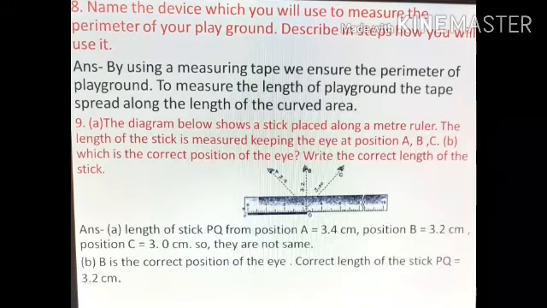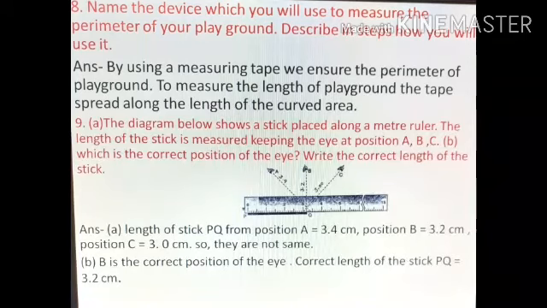Next, question number 9a. The diagram below shows a stick placed along a meter ruler. The length of the stick is measured keeping the eye at position A, B, C. Question number B. Which is the correct position of the eye? Write the correct length of the stick. The diagram of the question is given below.